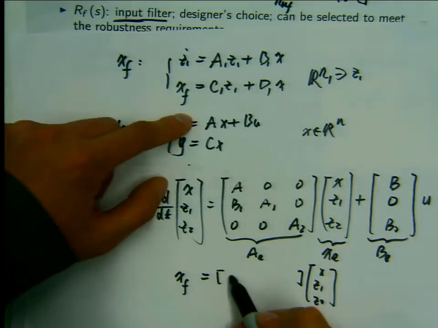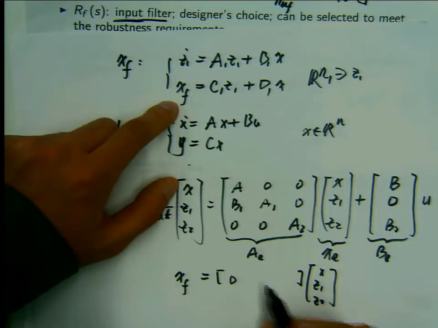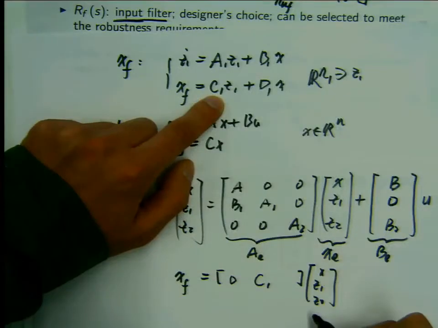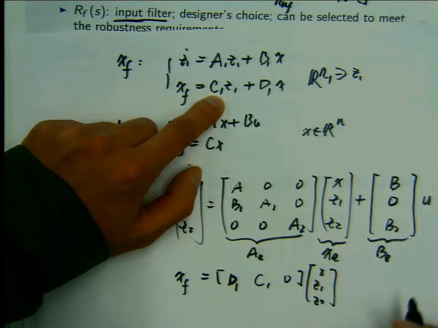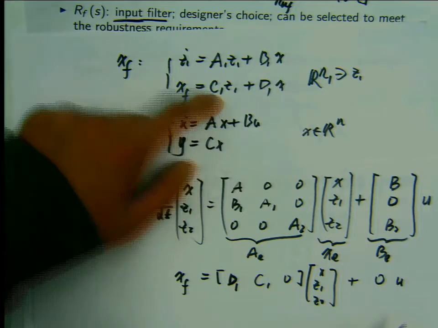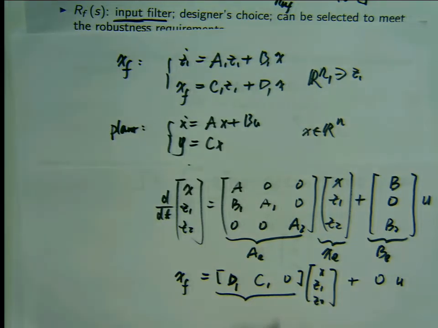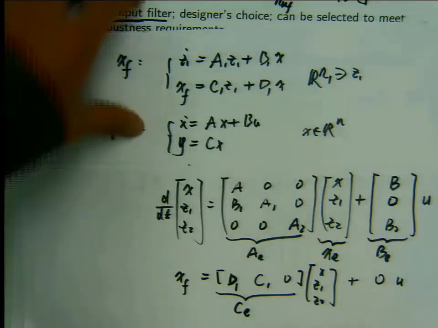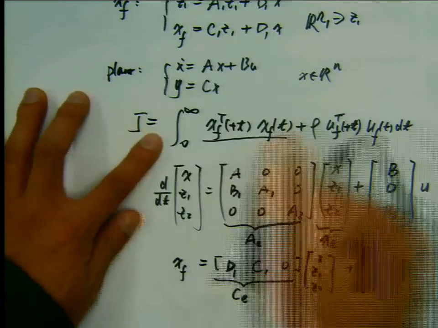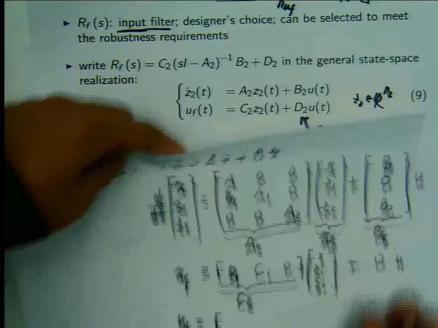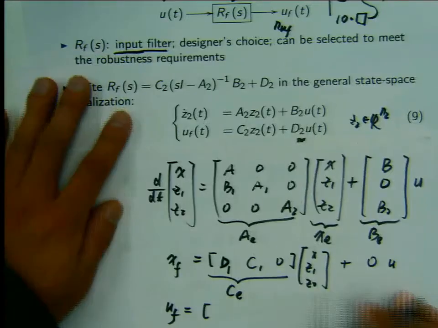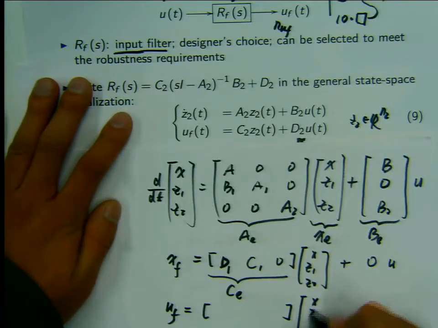xf should be 0, and then what? C1, look at this, right? D1, right? 0. And then nothing here. 0 times u. So let's call this CE. Now you see, we can conveniently express the first term. What about uf? uf is somewhere here. What's the matrix here?